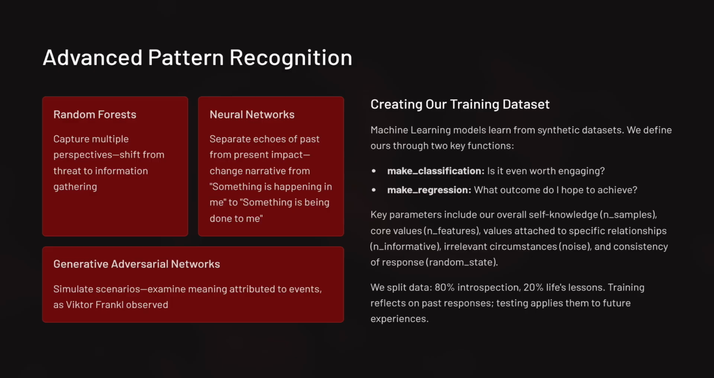Noise, irrelevant circumstances. random_state, the extent to which one response, such as refusing to engage in the heat of the moment, can be replicated in every situation we might come across. We split data, 80% introspection, 20% life and its lessons. Training reflects on past responses. Testing applies them to future experiences. model.fit() is learning. model.predict() is what lies ahead.